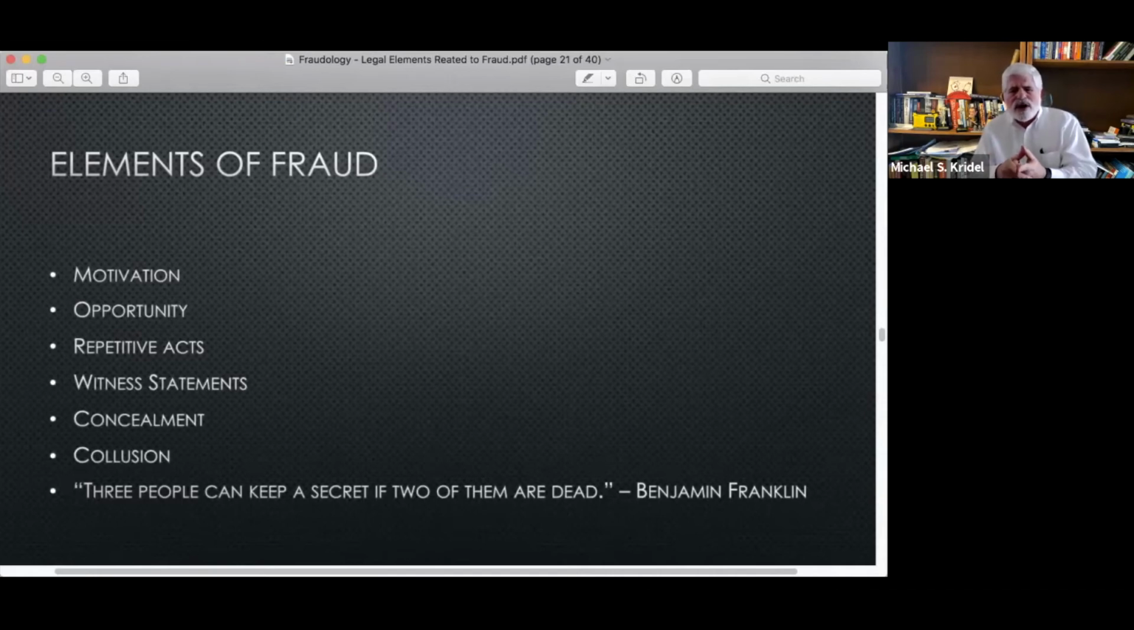Elements of fraud include witness statements, people being asked and telling what they know. Fraud always involves concealment. It typically involves collusion, and those of you in the United States have heard enough use of the word collusion in the past couple of years to last a lifetime, but there is often collusion. The frauds that last the longest often have collusion, but certain types of collusion are the shortest lived frauds because, as Benjamin Franklin said, 3 people can keep a secret if 2 of them are dead. Because the minute you have collusion, you have the possibility and the increased likelihood that someone will tell. So those are your elements of fraud. Next slide.